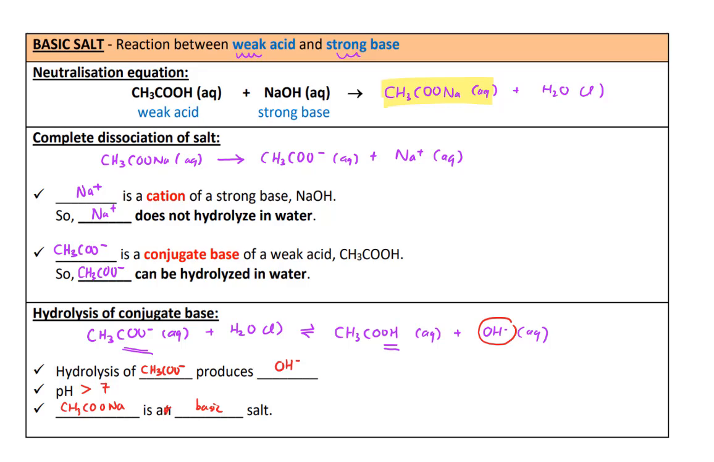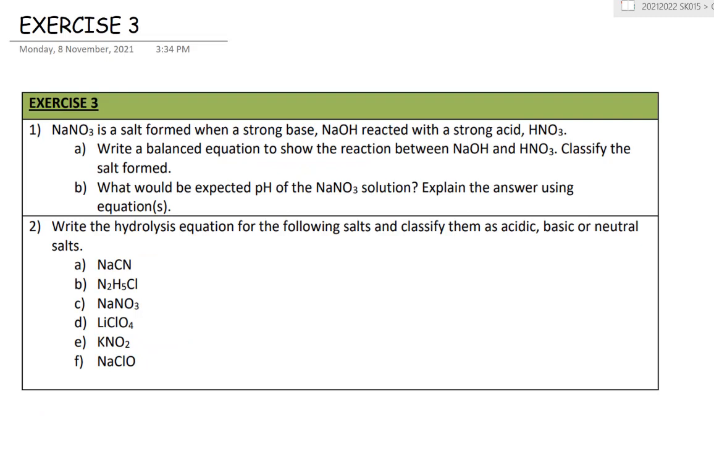So again, there are 3 equations. Equation for neutralization, equation for dissociation of the salt, and the equation for the hydrolysis. Alright, so after the explanations and the examples given, please try your exercise 3. There are only 2 questions over here, especially for your question number 2, which may give you different combinations between strong and strong, strong and weak, weak and strong. You need to recognize the examples.